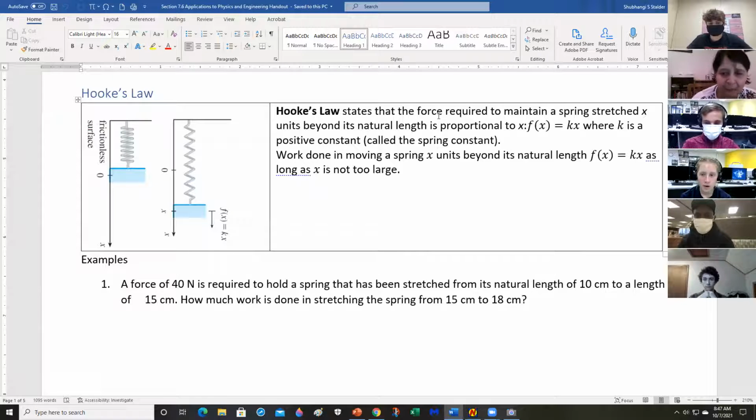Where have you seen springs in your daily life? Give me some examples of where you use springs. Like you might not see them. Yes, cars. Where in cars are springs? Suspension. That's right. And so it's very important to understand how springs work.